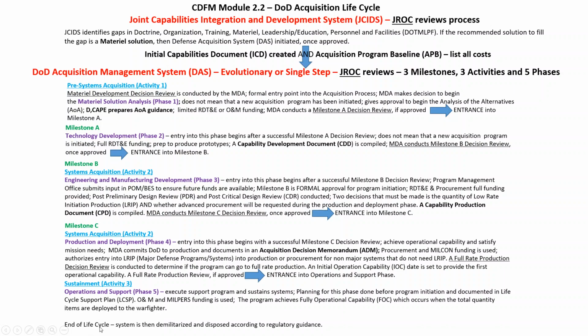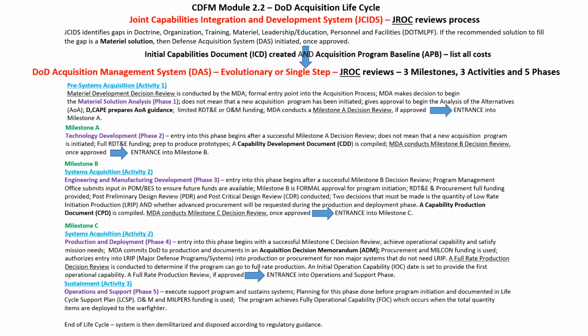At the end of the life cycle of that vehicle, since we're using that as an example, the system is then demilitarized, meaning we don't destroy the truck. We take all our special military things off of it, and sometimes we do foreign military sales where we sell those trucks to countries overseas. After we demilitarize them, we dispose according to the regulatory guidance, so whatever that guidance says, to destroy them.